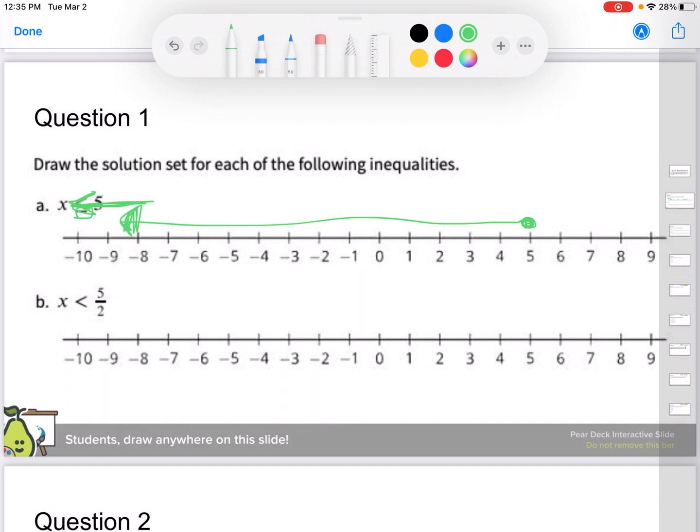The next one says x is less than 5 halves. For me to be able to do this effectively, I'm going to have to change 5 halves into a decimal. So 5 divided by 2 is 2.5. So I know I'm going to have an open circle on 2.5, which is going to be halfway between 2 and 3. All right, and I know that it's less than, so it's going to be all the numbers going this direction. And remember that trick of drawing your arrow.